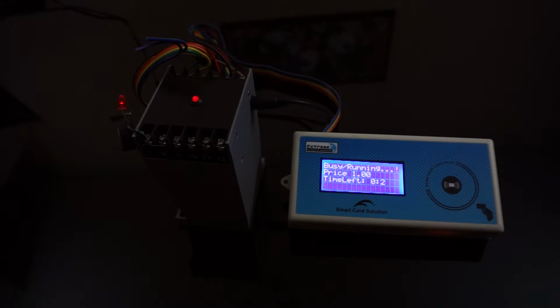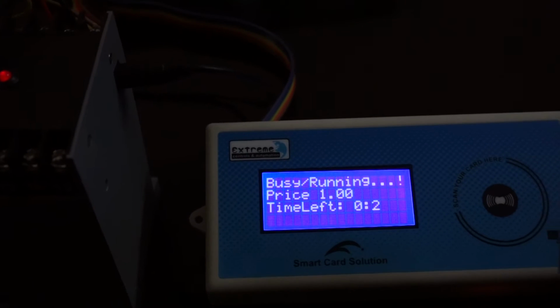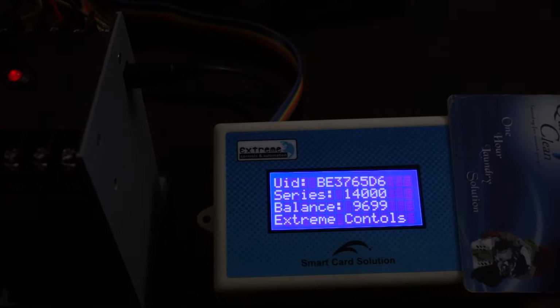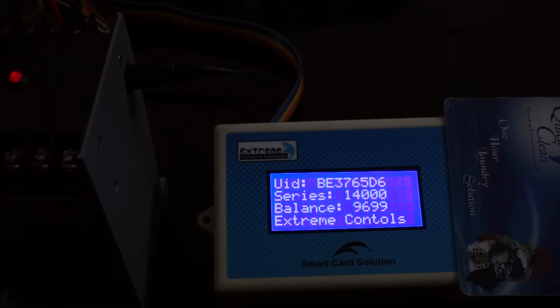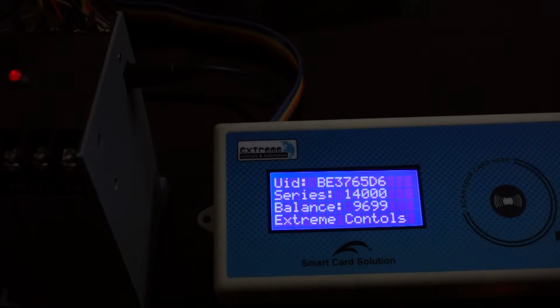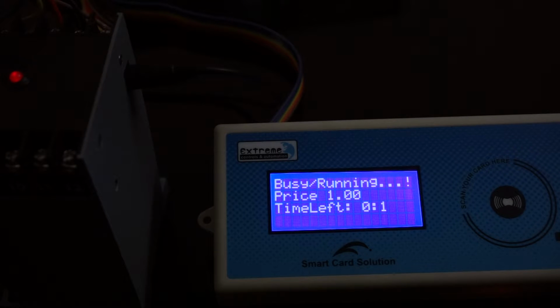Meanwhile, if the system is running, what happens if you show the card? It will not deduct money. As I can show you here, I am scanning the card. It is showing only the balance and the cardholder's name and its UID, etc. But it will not deduct any money and it will not trigger any further cycle. Now you can see only 1 minute is left, and when this time is finished, this relay box will be turned off by the payment system.